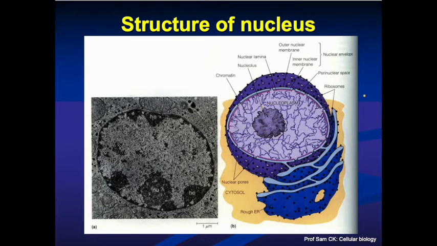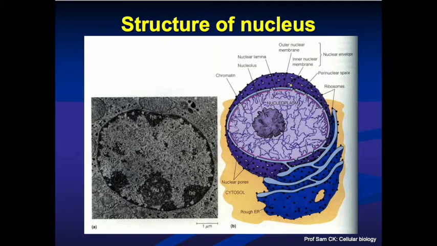Now, let's take a look at the structure. I mentioned before, there's the nuclear envelope. You can see the nuclear envelope over here, and you notice that it is actually connected to the rough ER. The nuclear envelope can be divided into the inner nuclear membrane, this colored region over here, and also the outer nuclear membrane.